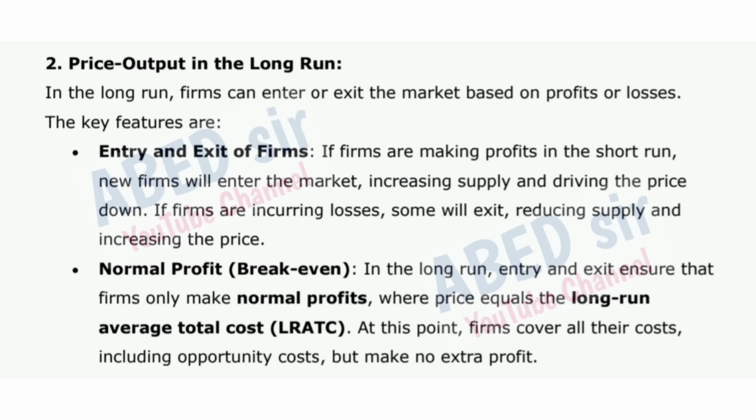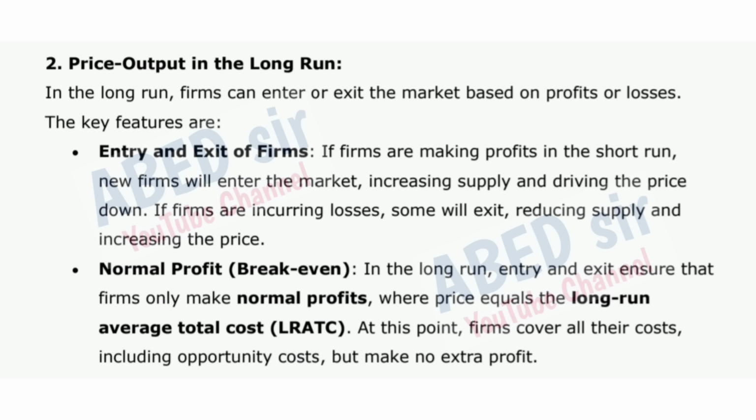In the long run, firms can enter or exit the market based on profits or losses. The key features are entry and exit of firms. If firms are making profits in the short run, new firms will enter the market, increasing supply and driving the price down. If firms are incurring losses, some will exit, reducing supply and increasing the price. Normal profit, break-even in the long run.